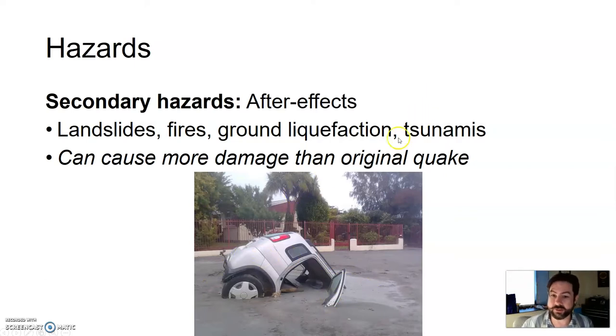Another secondary hazard, tsunamis. So the earth shaking didn't destroy my house. The earthquake caused a tsunami in the ocean, and the tsunami came in onto shore and destroyed my house. What's interesting to note is that secondary hazards typically cause more damage than the original quake. Not always, but typically. Secondary hazards cause much more damage than just the shaking itself.